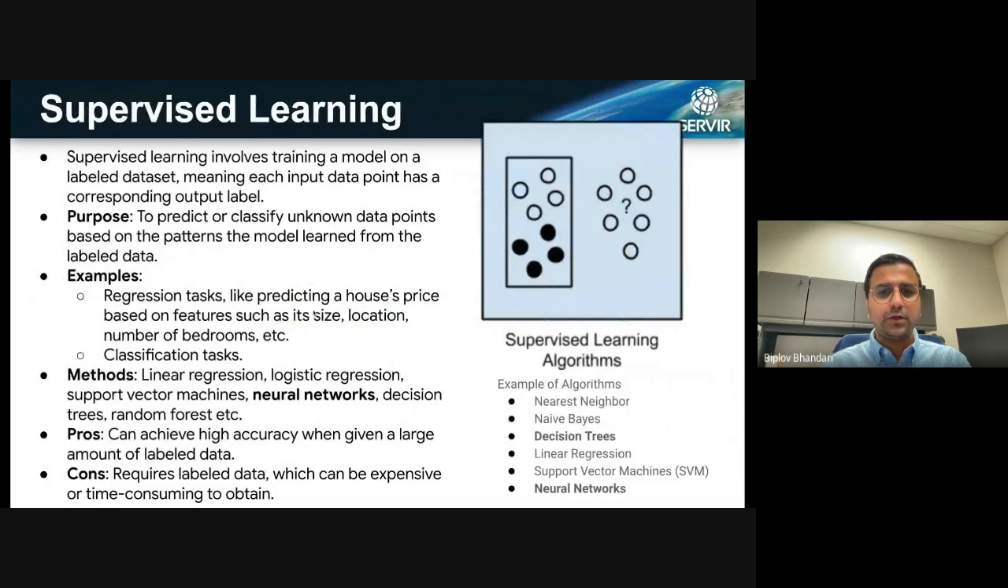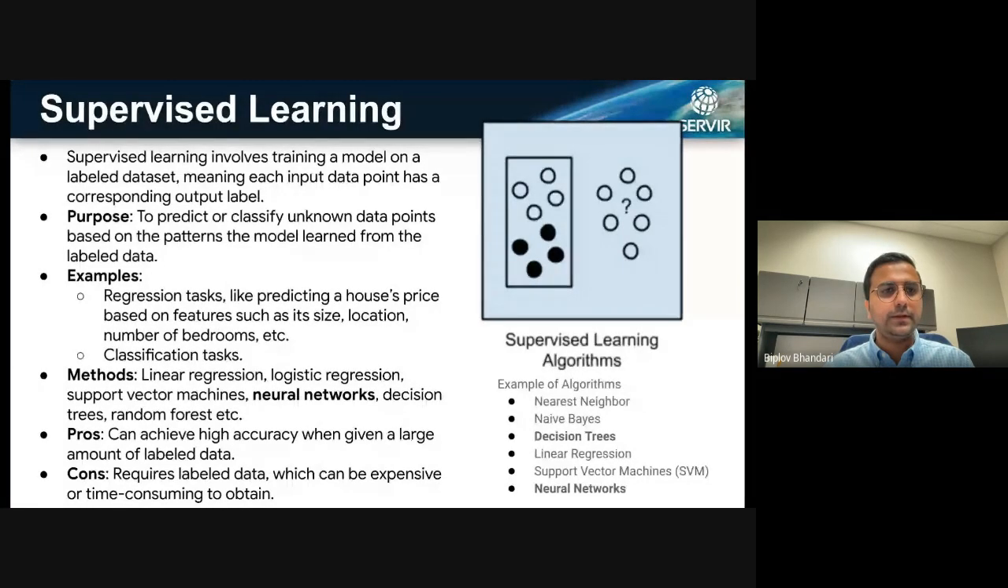So supervised learning, I'm pretty sure you're all already aware of this. Supervised learning involves training a model on a labeled data set. That means each of your input points has a corresponding output label that the model tries to learn the patterns from. So the ultimate purpose is to predict or classify unknown data points based on the patterns that the model has already seen from your labeled dataset.